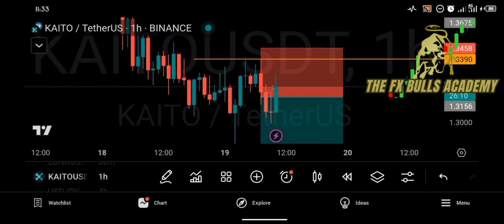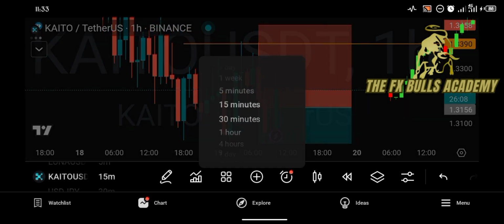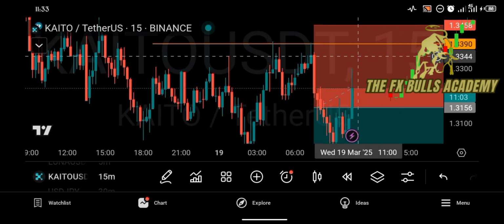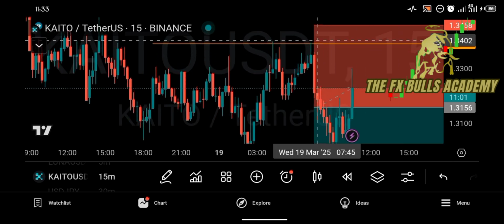The reason why I called this trade is because on this resistance we have a double top chart pattern.